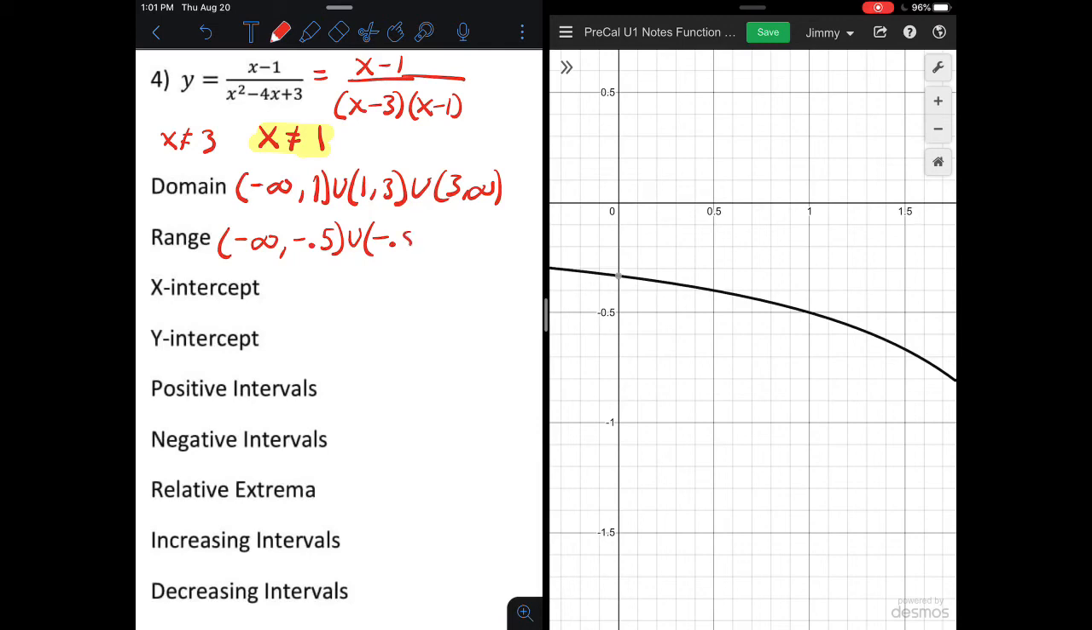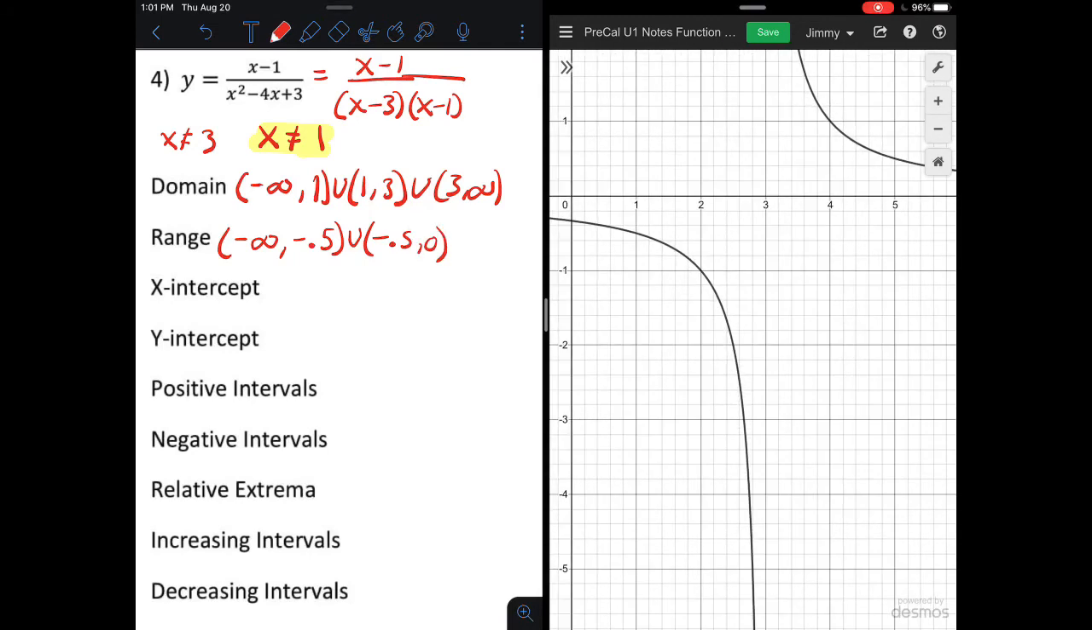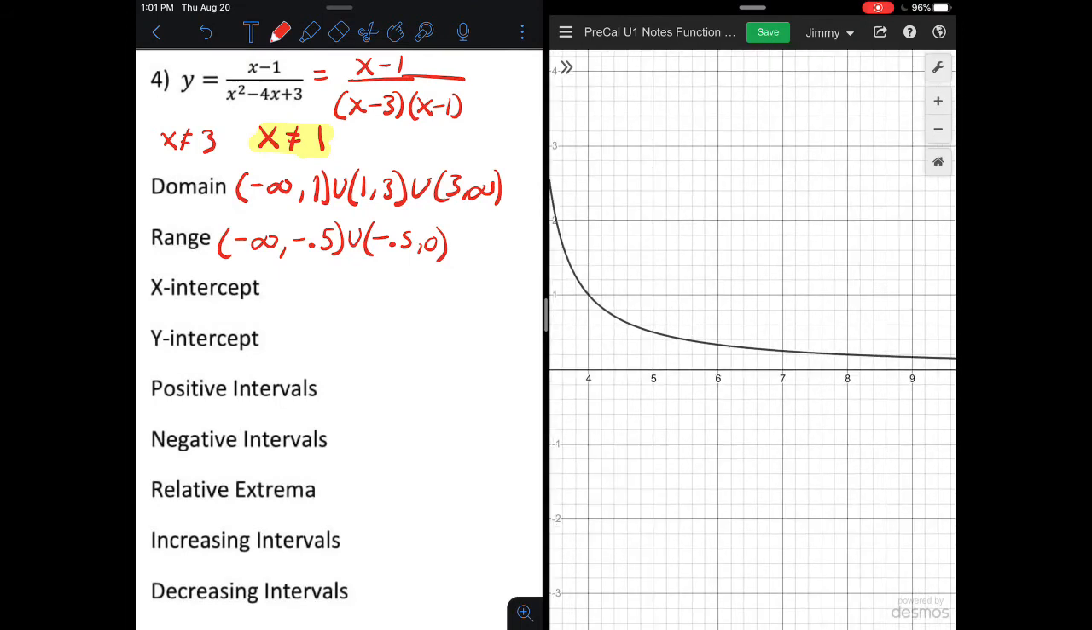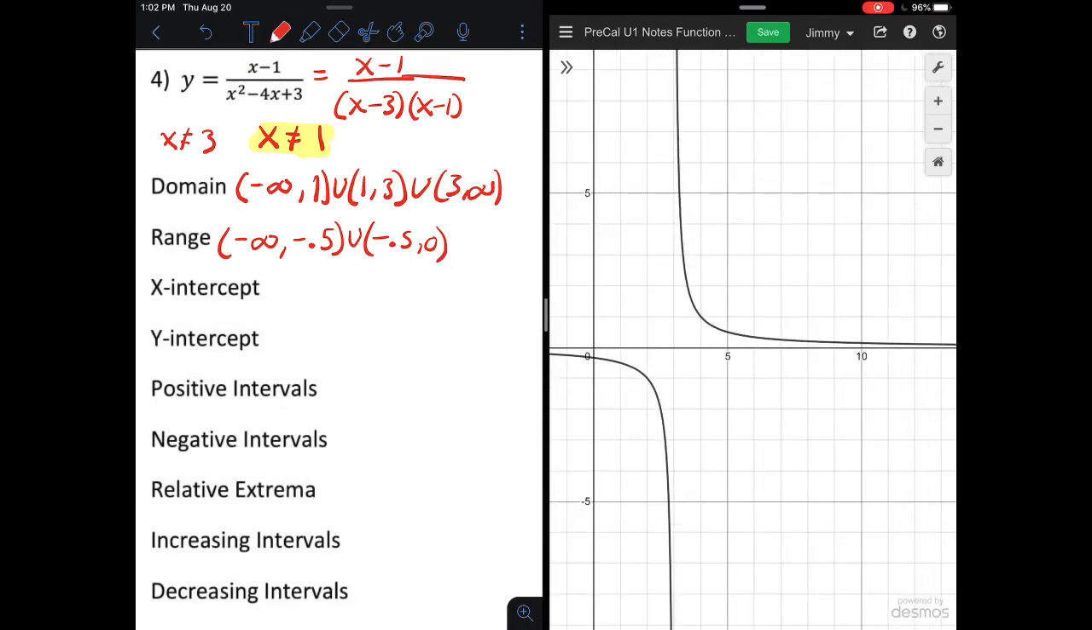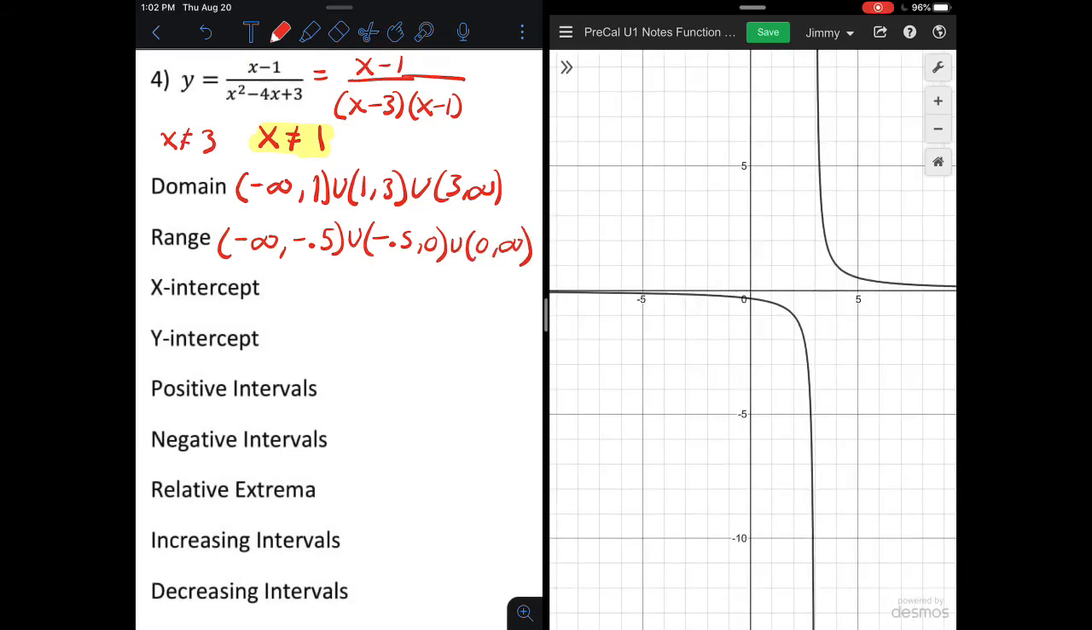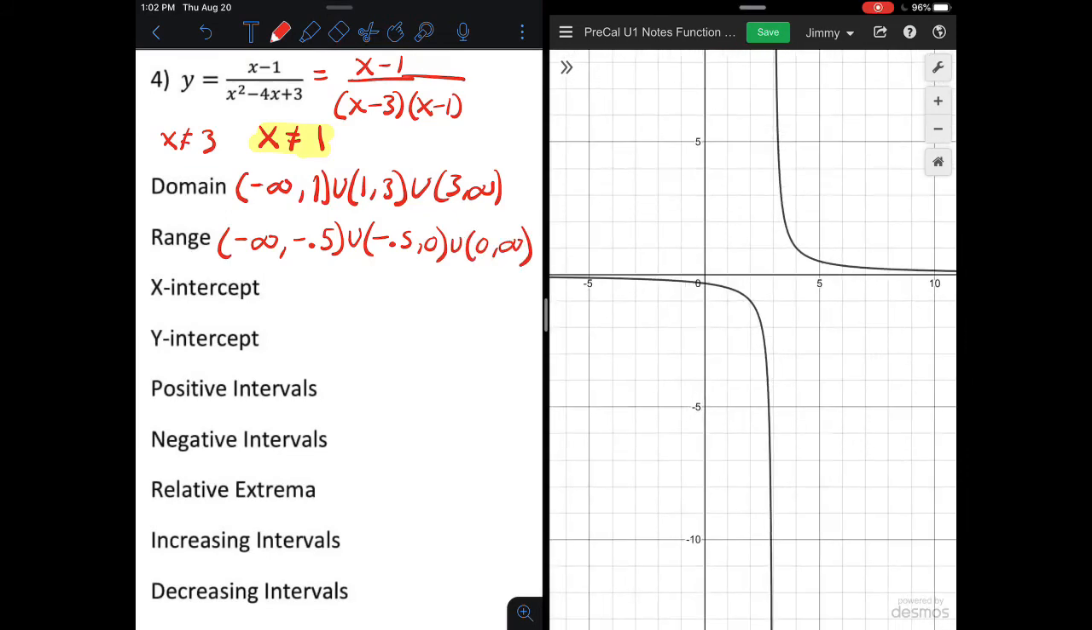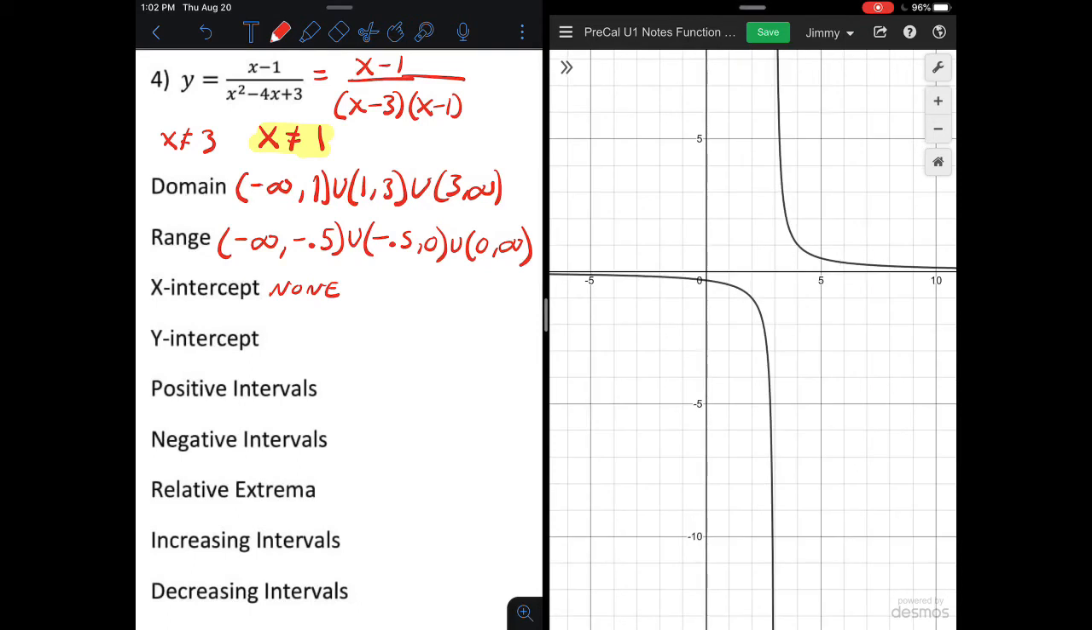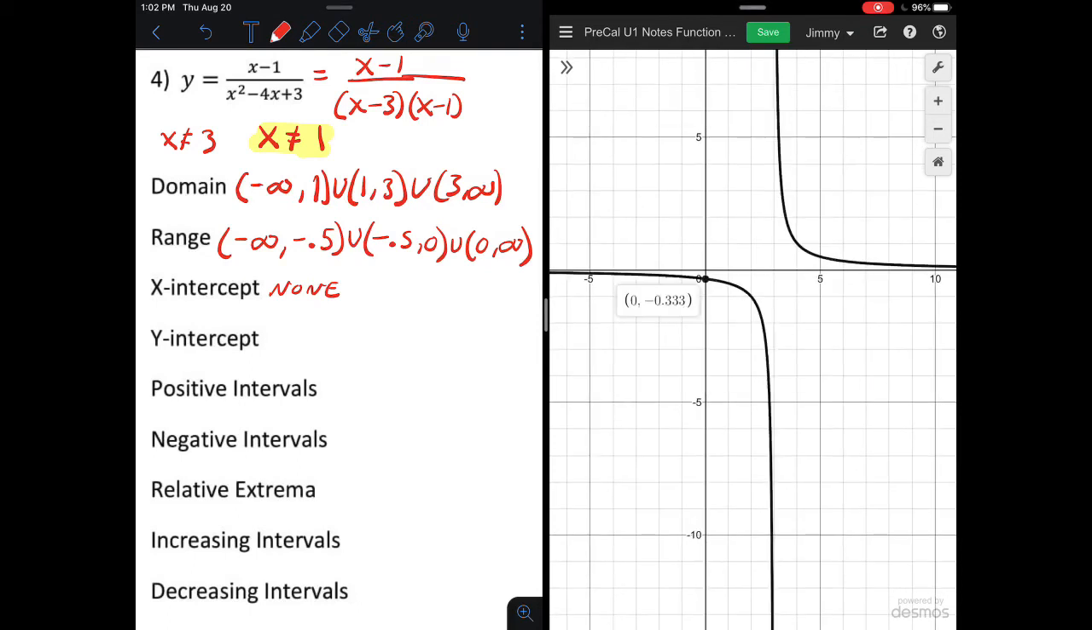And then we go from negative 0.5 to 0. So we got that whole left side accounted for, and then the right side of this graph goes from 0 to infinity. All right, our intercepts. Well, graphically, this graph does not cross the x-axis at all. So we have no x-intercepts. Our y-intercept here is at (0, -1/3).